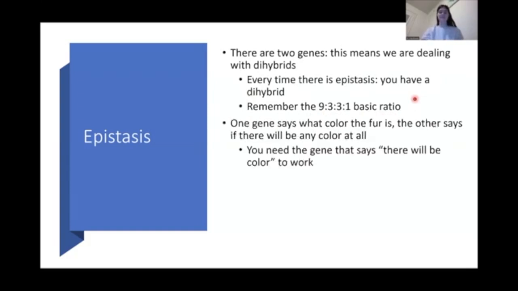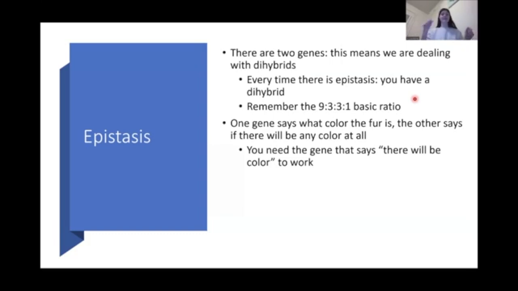All right. So with epistasis, basically what's happening is you have one gene that says what color the fur is. And that's what we're used to, where the fur is going to be brown or yellow. Okay, we got that. And then the other gene, because remember, it's a dihybrid, so your first gene says something, your second gene does another thing. The second one says if there's going to be any color at all. So this gene says, is color going to be made?